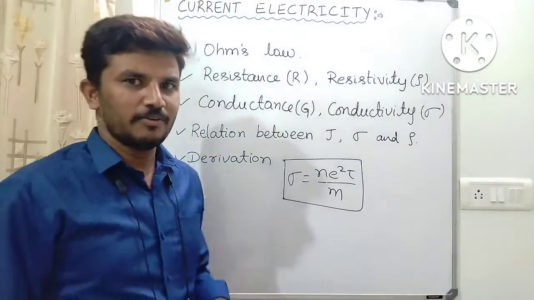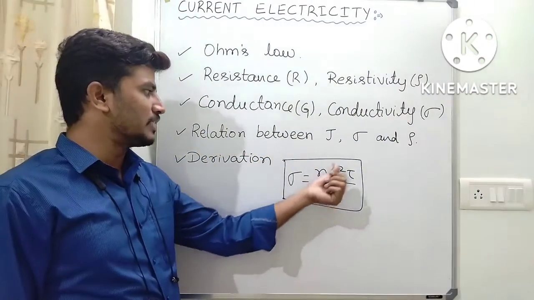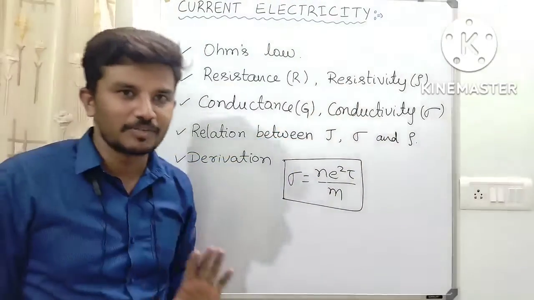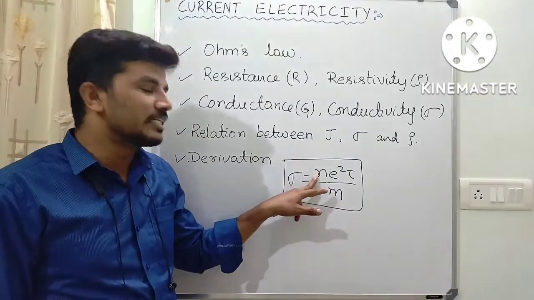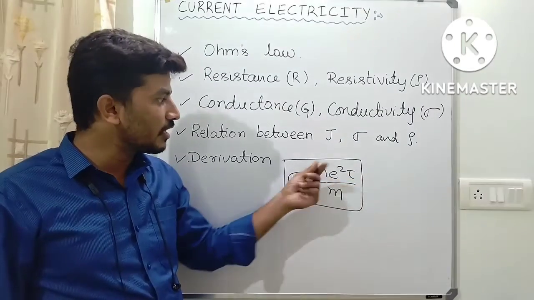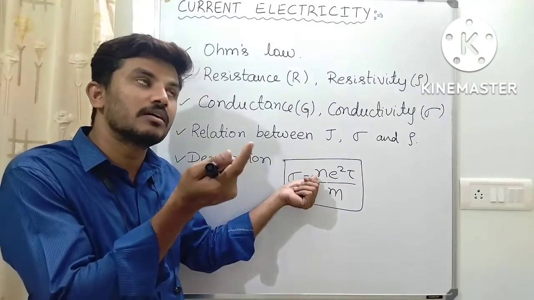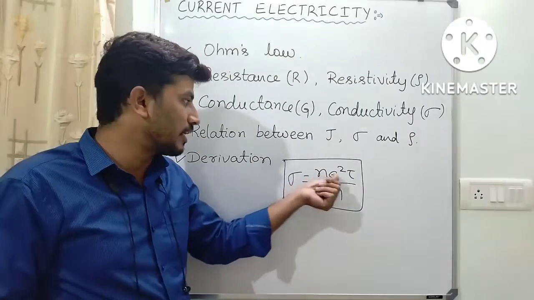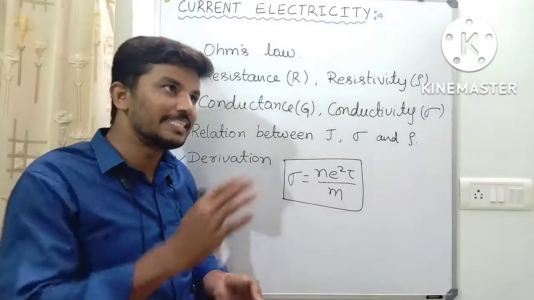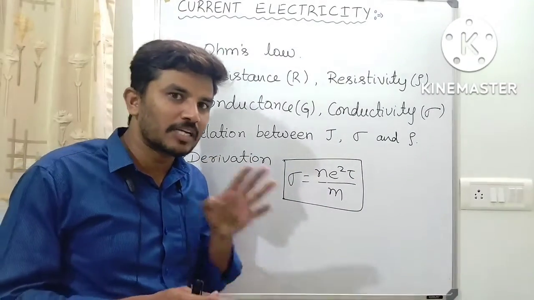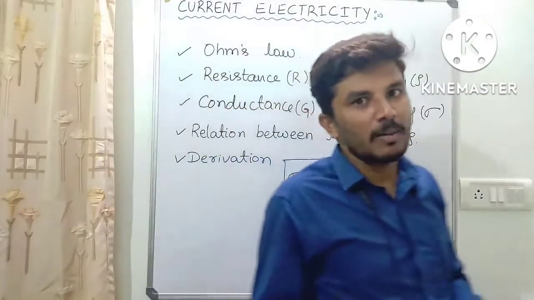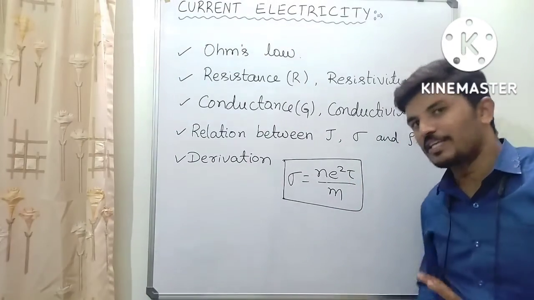Ultimately, I am going to derive an expression for sigma is equal to Ne squared tau divided by M, where sigma is called conductivity. N is called number density, the number density of electrons or charges. E is called fundamental charge, its value is 1.6 into 10 to the power minus 19 coulomb. And tau is the relaxation time that I have explained in the last video. And then we have M. M is called mass of the charge. Here it is electron, so mass of the electron.